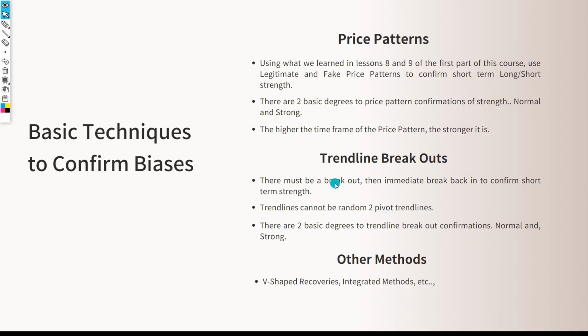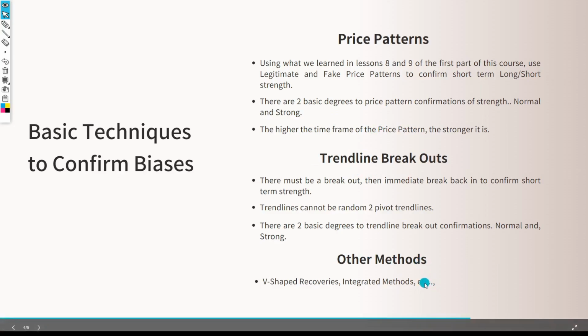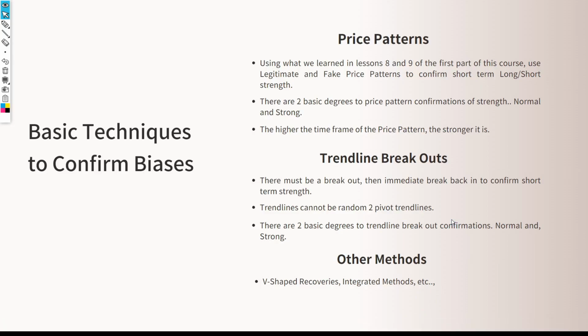So for example, if you integrate price patterns and trendline breakouts together, well, that's when it starts to show very extreme short-term strength. Okay, and there's also other methods to confirm biases. However, it is beyond the scope of this intermediate course. Okay, but just remember, price patterns and trendline breakouts are definitely enough to confirm higher time frame biases. Okay, let's go on to the next slide.